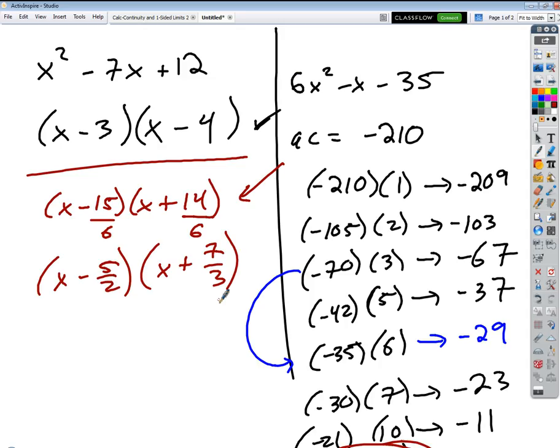Good. We're going to clear the fractions. We're going to have to multiply each expression through by the constant that will clear the fraction. So in the first case, we'll multiply by 2. Second case, we multiply by 3.